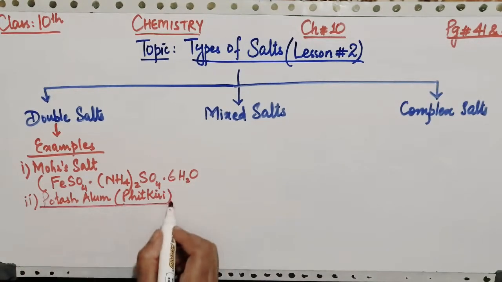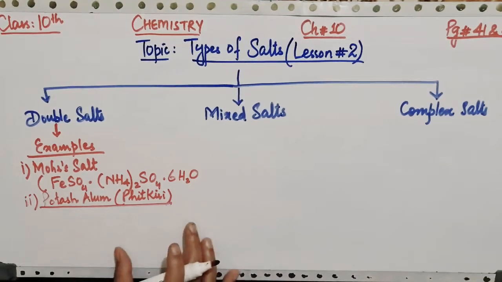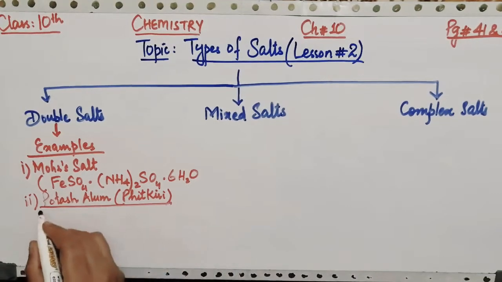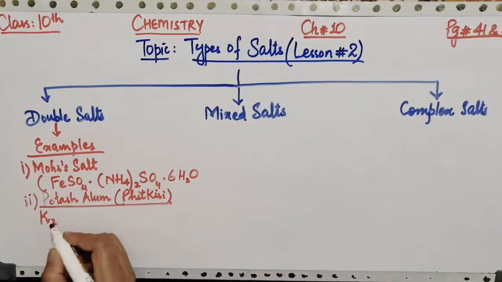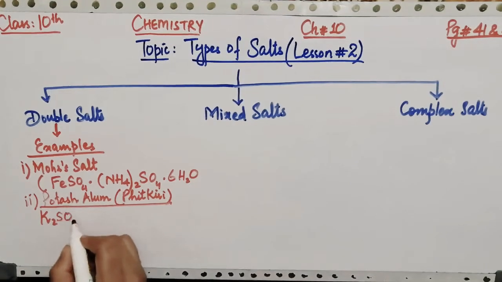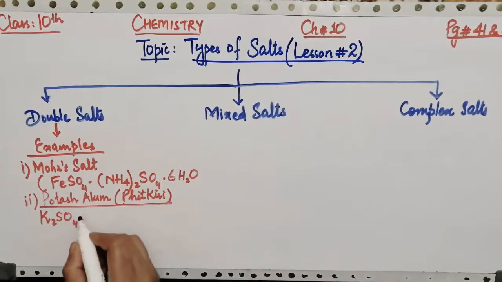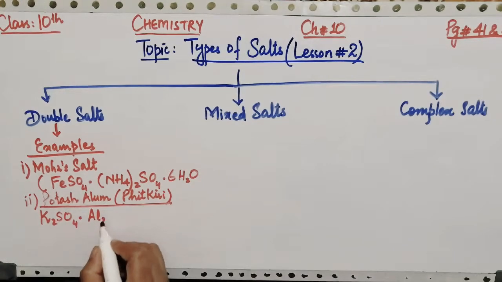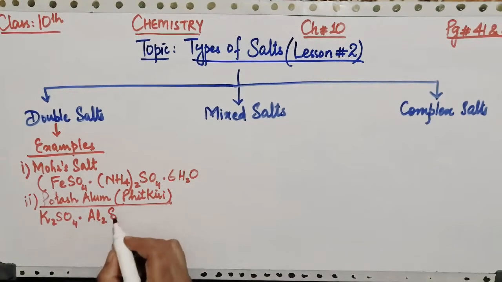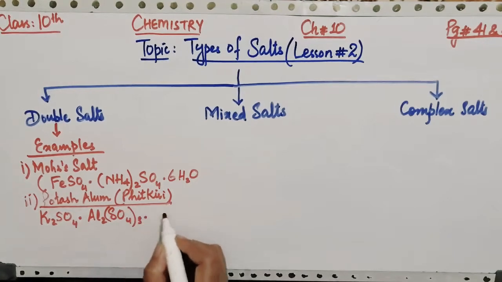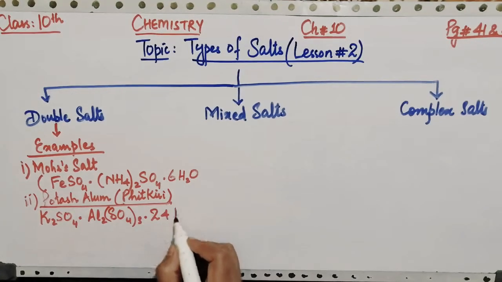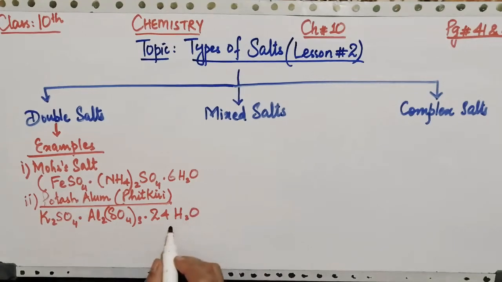So this is white colored salt, and also an example of double salt formed by the two normal salts, in which one is called potassium sulfate along with aluminium sulfate. So Al2(SO4)3, taken along with 24 water molecules, which are called the water of crystallization.